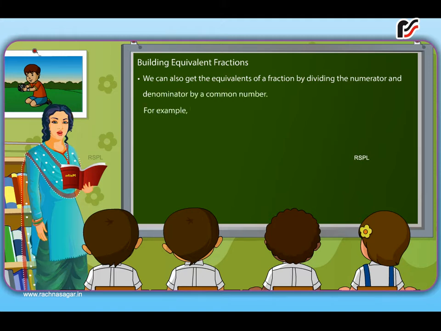For example, find 3 equivalent fractions of 8/16. On dividing the numerator and denominator of 8/16 by 2, we get the new fraction as 4/8. On dividing the numerator and denominator of 8/16 by 4, we get the new fraction as 2/4. On dividing the numerator and denominator of 8/16 by 8, we get the new fraction as 1/2.